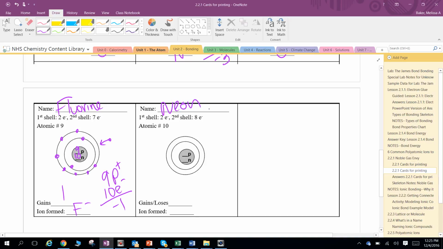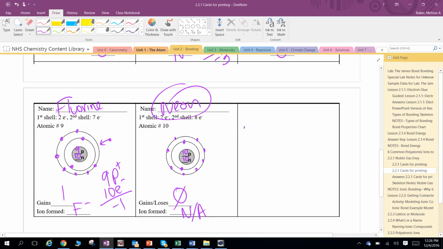Finally, saved the easiest one for last, neon, which has 10 protons, 10 neutrons, already has the great 8 in its outer shell, so it gains or loses nothing, and it does not form an ion. That's why we always say the noble gases are unreactive, because they already have the perfect amount of electrons. All the other elements are just fighting each other for some electrons.